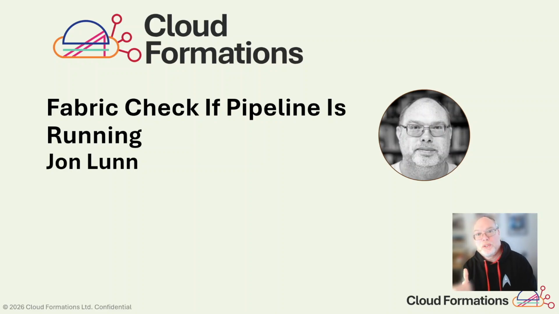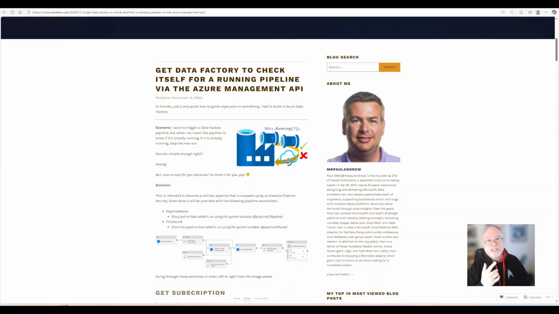I'm going to be showing you a good method of checking if a pipeline is running. So the first thing I did was check the internet to see how to do it. I couldn't find a really good example of doing it with Fabric, but this guy, this handsome fellow here, has got a method of doing it in Azure.